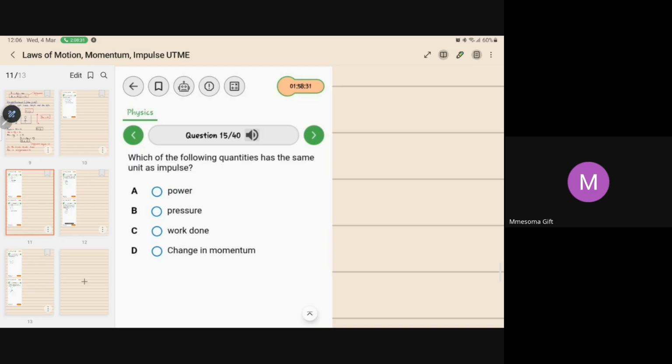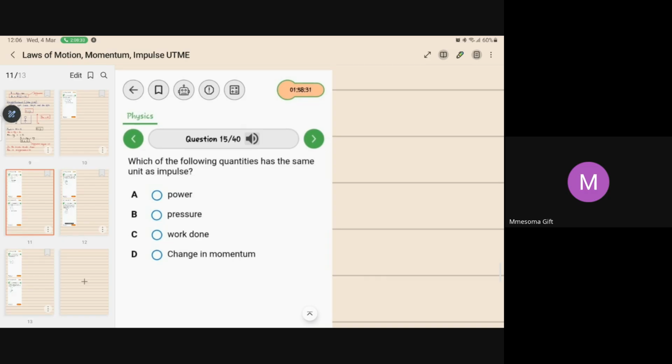Which of the following quantities has the same unit as impulse? Paul, you didn't see any question on the elevator. Paul. I saw D. I changed my thought to momentum. Okay, I will check it. Hope we know why the answer is D.